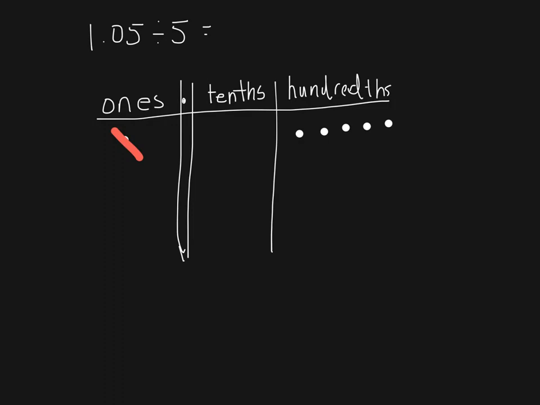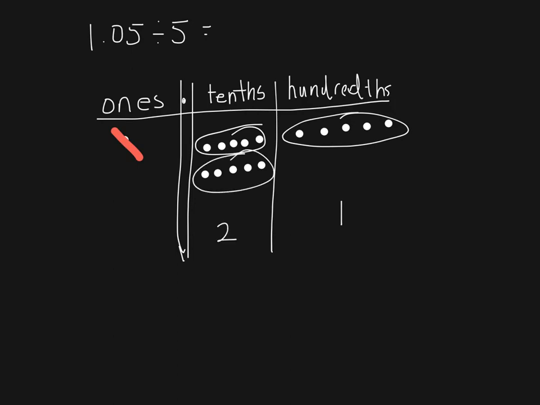transform that 1 whole into 10 tenths, because I know that 10 is divisible by 5. 1, 2, 3, 4, 5, 6, 7, 8, 9, 10. And then I'm going to circle groups of 5. And in the hundredths place, I have 1 group of 5. And in the tenths place, I have 2 groups of 5. So my answer, well, I have 0 in the ones place. My quotient is going to be 21 hundredths.